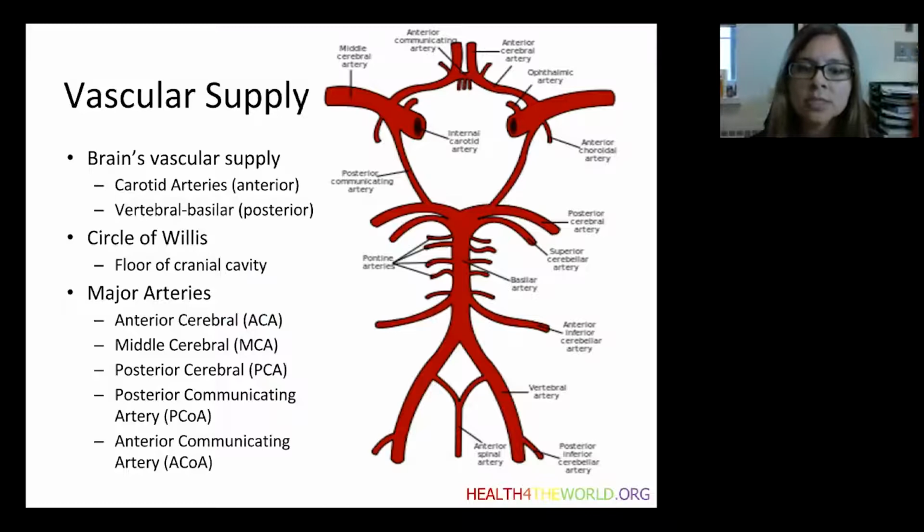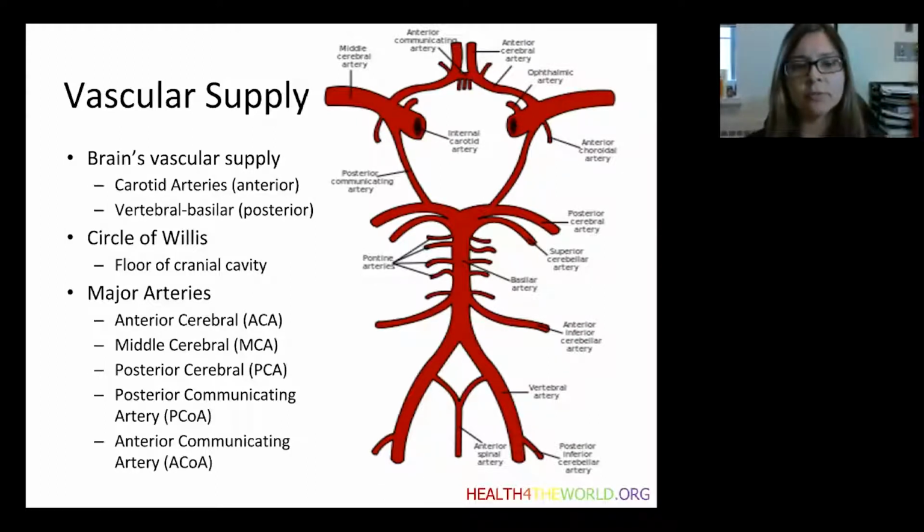And I just want to say that a full discussion of the full vasculature of the brain is beyond the scope of this presentation, and so we'll be focusing on some of the major arteries within the brain, but that's not to say that this is the full discussion of the brain vasculature.